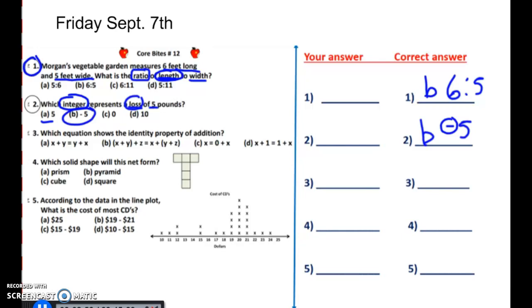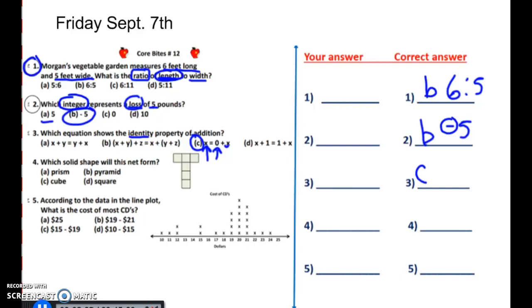Okay, number 3 is asking you which of these equations show the identity property. Now, unless you learned this in elementary school, you may not quite understand this. So we're just going to go through this one together. So I'm basically going to give you the answer for number 3. The correct answer is C, because if you'll look, it is showing that the only number that you can add to x to equal x is 0. The only number that you can add to x to get x, which is the same identity, is 0. So the correct answer is C.